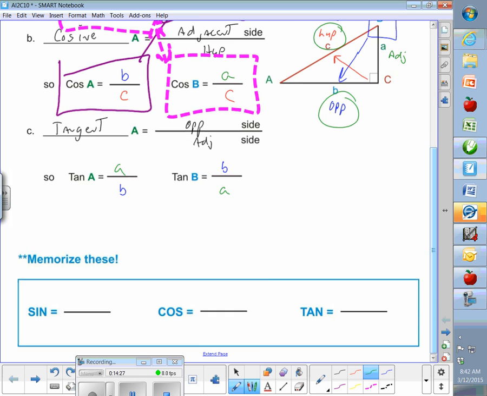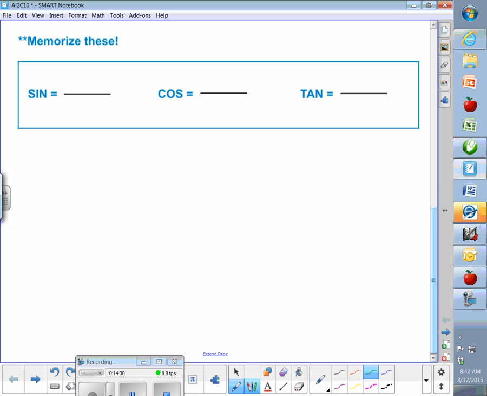All right, so all that said, you got to memorize these. Opposite over hypotenuse, adjacent over hypotenuse, and opposite over adjacent. You have to have those memorized. So sine, opposite over hypotenuse. Cosine, adjacent over hypotenuse. Tangent, opposite over adjacent. You gotta memorize them. They've gotta be every time. You gotta know those.